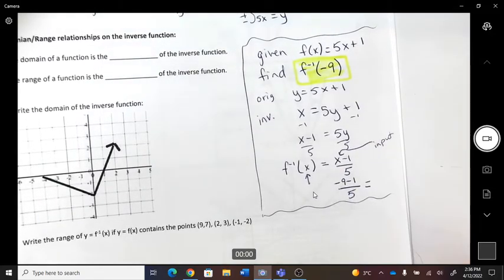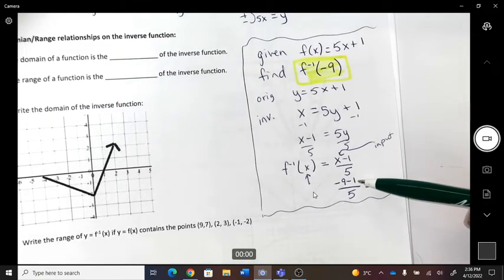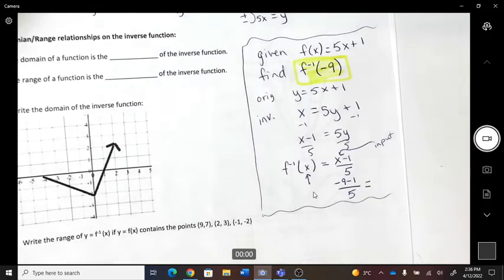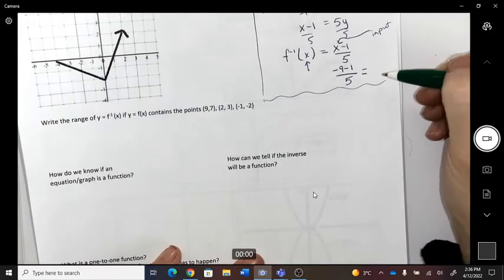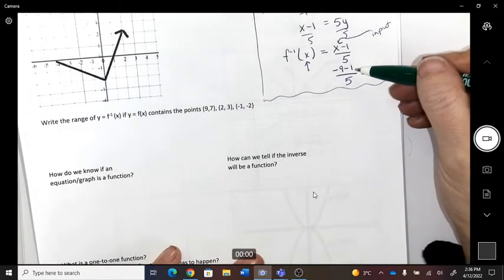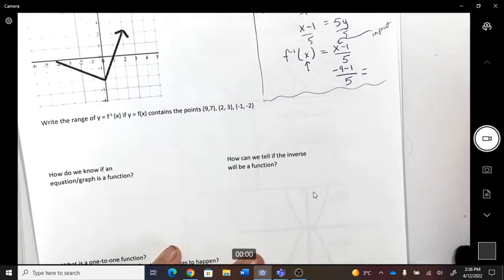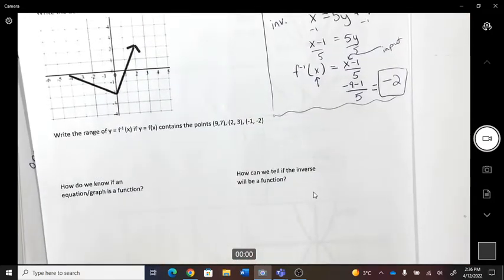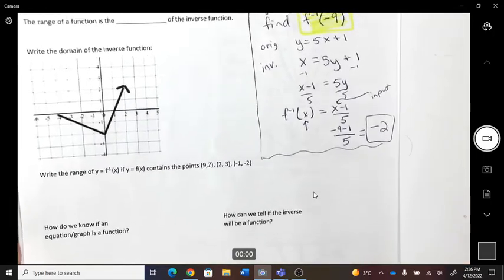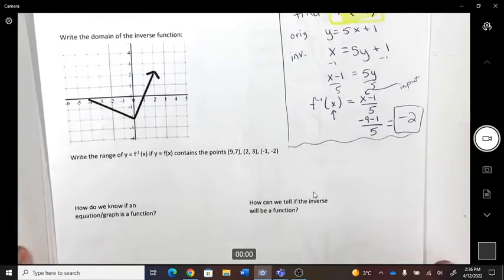What did you get on the top? Did you get an 8? What is the top? -10 divided by 5. -2. Okay? Is that okay? I added one more step. So on a test, you would see something like that.